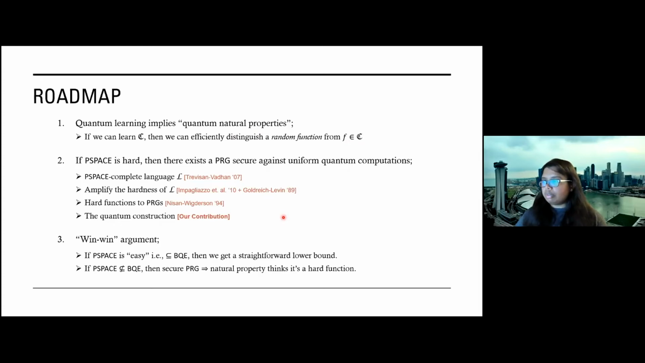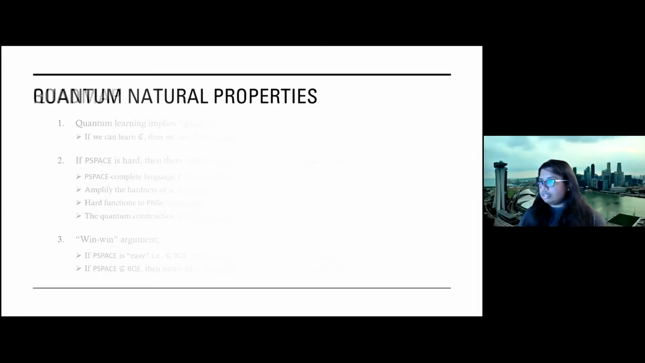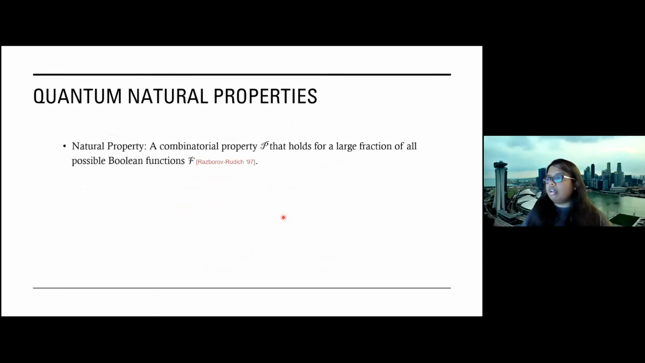Let's maybe get into some of the details. So what are these natural properties? The natural property was a concept introduced by Razborov and Rudich in 1997, for which they won the Gödel Prize, I think 10 years later. It is just a combinatorial property P, and the idea is that it should hold for a large class of all possible Boolean functions. The intuition here is to identify that a large fraction of possible Boolean functions may not have a certain structure that a very specific circuit class, or a very small class of functions, has, and the property is somehow an indicator of that fact.